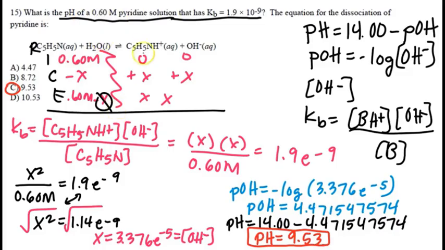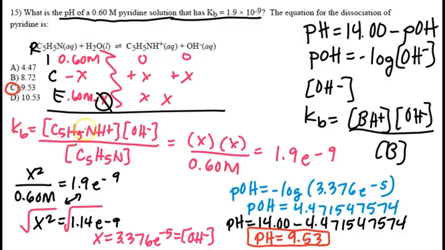Water doesn't matter to us. Our initial amounts for our products are going to be 0, so our product amounts at equilibrium are simply going to be X. For our reactant, the change is minus X, and then 0.6 molar minus X. Now, our Kb value is 1.9 times 10 to the negative 9. It is small enough for us to make an assumption, so we can get rid of the minus X here.